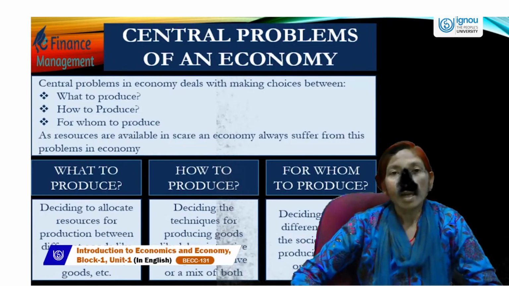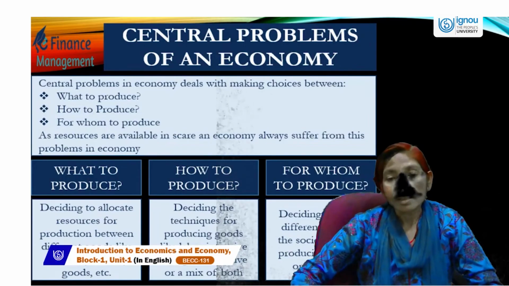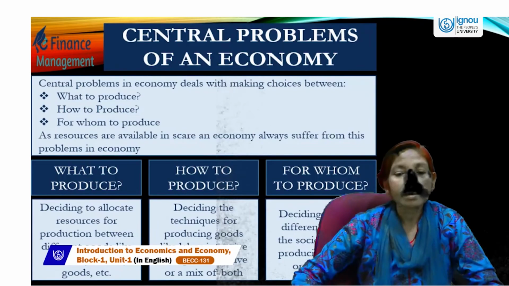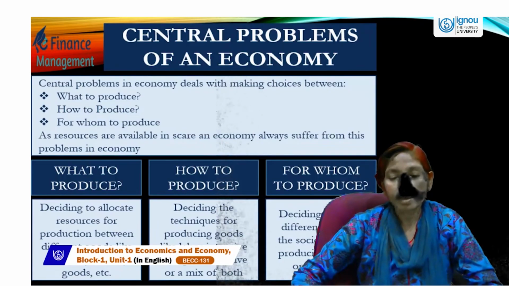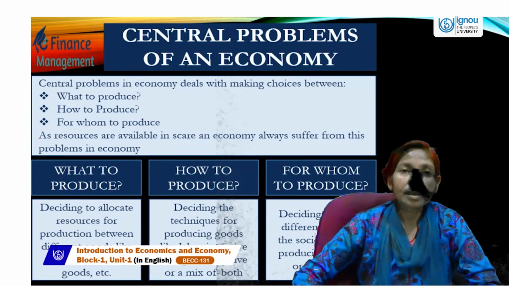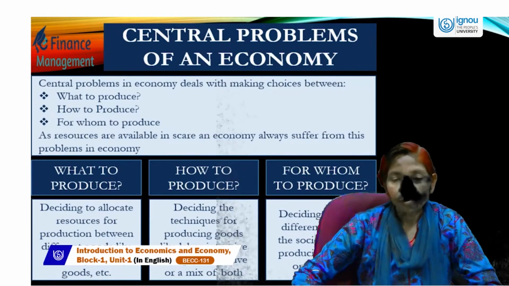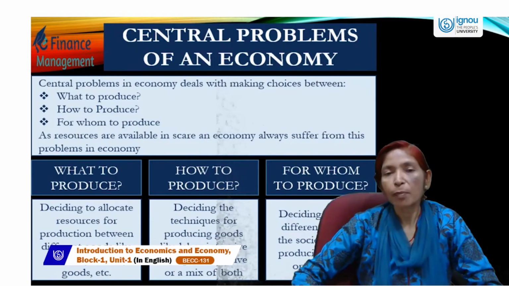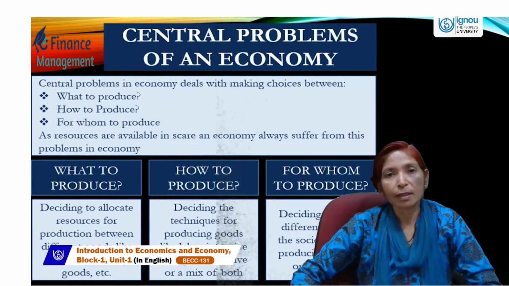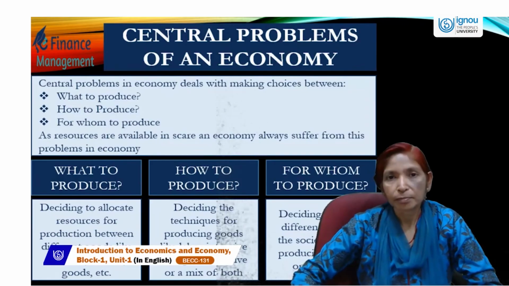Producer has to make a choice between different classes of society, such as a really rich person or a poor person. Producer always produces goods and services only for those consumers who are able to buy, or who have the purchasing power to buy. This problem is also related to distribution of income.